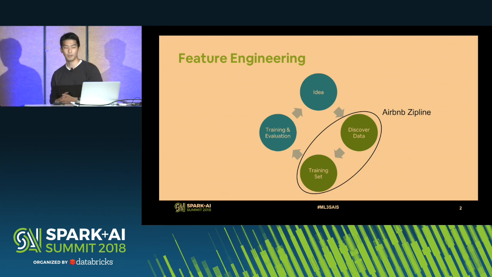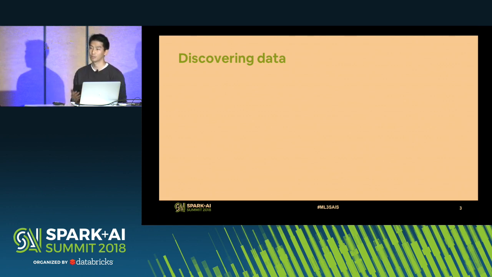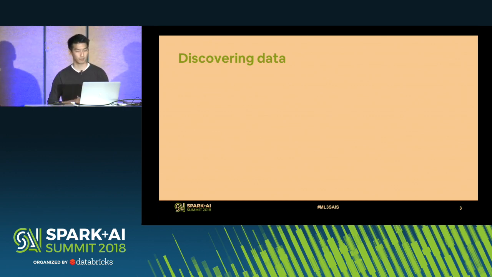So Airbnb Zipline is just one component to Airbnb's machine learning infrastructure. Airbnb Zipline is primarily focused on these two components of the data scientist workflow, which is data discovery as well as the training set, building out the training set. So with this data discovery, there's a couple of questions that really need to be solved. And this is the mindset we had with building out Zipline. It's really thinking about what the problems are and how do we build out a machine learning infrastructure that can simplify this for data scientists, as well as when bringing it into production, simplify for machine learning engineers.